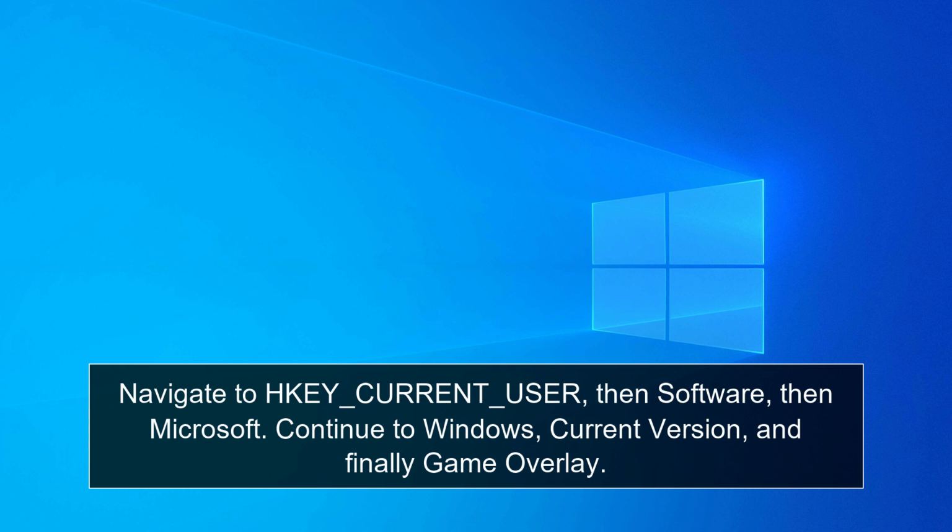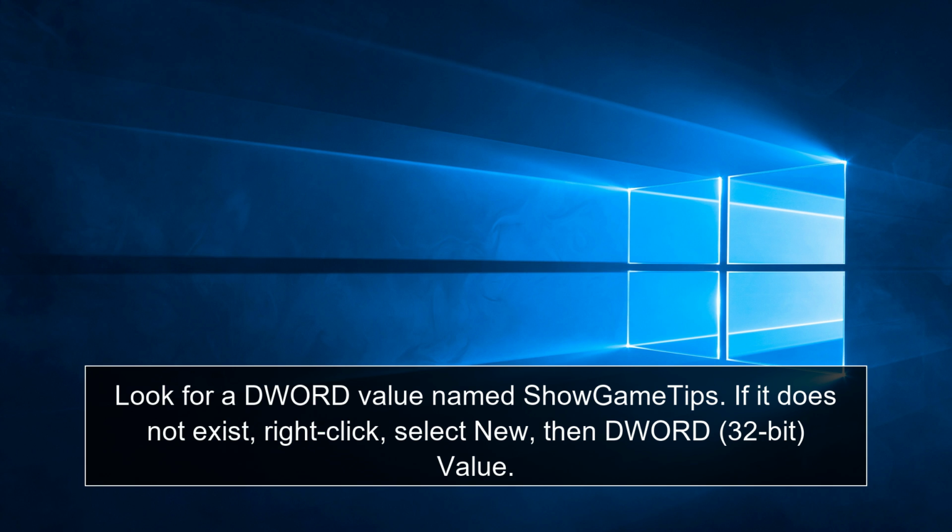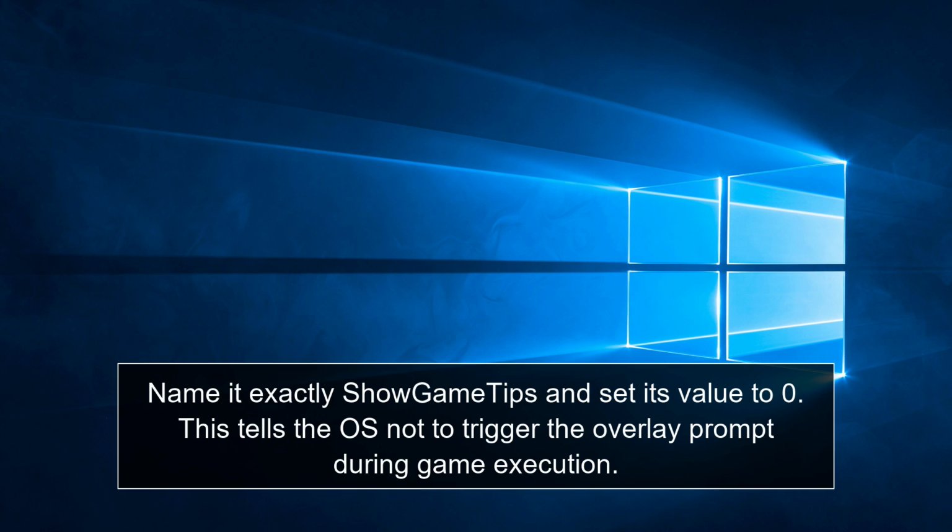Navigate to HKEY_CURRENT_USER, then Software, then Microsoft. Continue to Windows, CurrentVersion, and finally GameOverlay. Look for a DWORD value named ShowGameTips. If it does not exist, right-click, select New, then DWORD 32-bit value. Name it exactly ShowGameTips and set its value to 0. This tells the OS not to trigger the overlay prompt during game execution.